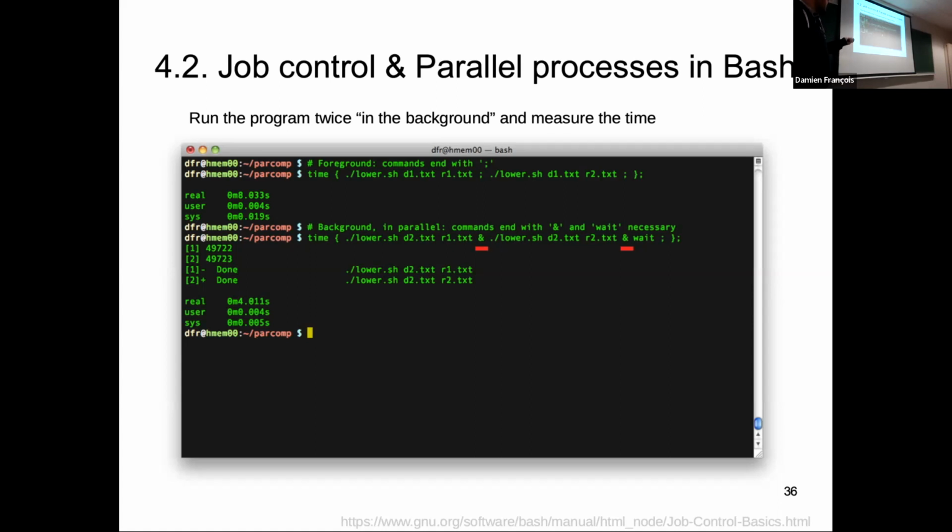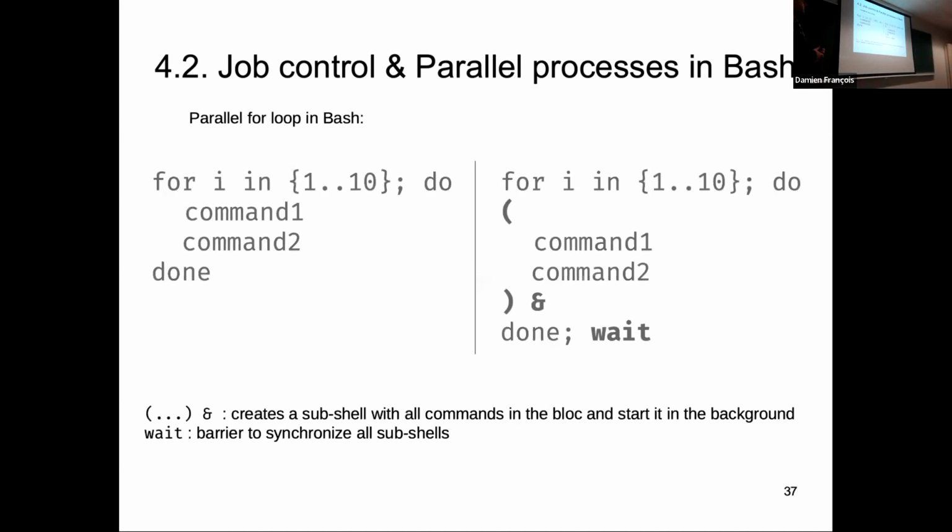So with this ampersand, you can actually create parallel for loops in bash this way. This is a typical for loop in bash with 2 commands to run. And what you do here is enclose the 2 commands into parentheses. So it's a bit different than before.